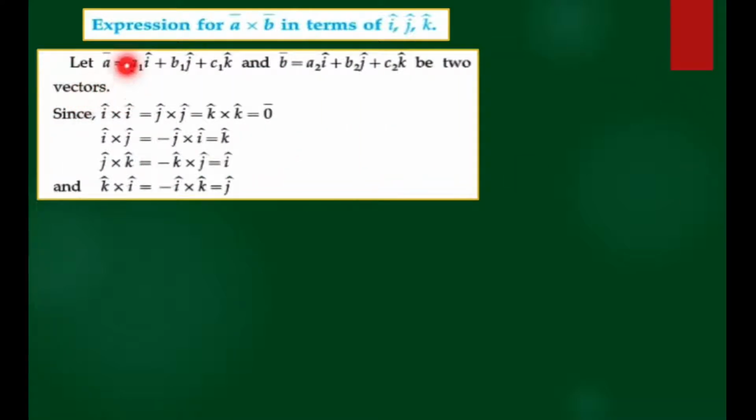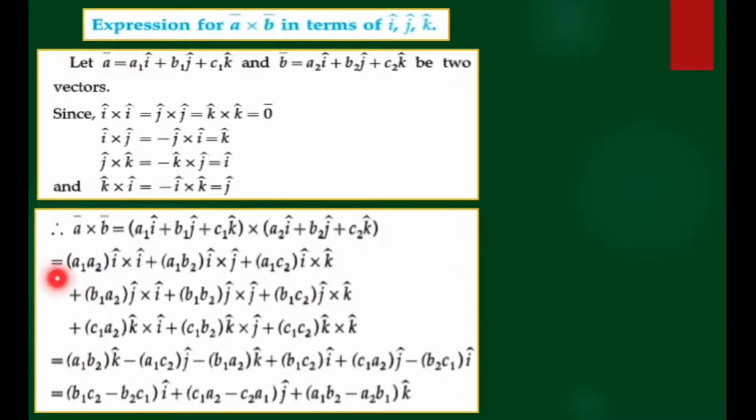Now see the expression for a bar cross b bar in terms of i, j, k. This is important because we use it for solving problems from the exercise. So consider vector a as a1 i, b1 j, c1 k and vector b as a2 i, b2 j plus c2 k, be two vectors. Since i cross i, j cross j, k cross k equals 0 vector and i cross j equals minus j cross i equals k cap.